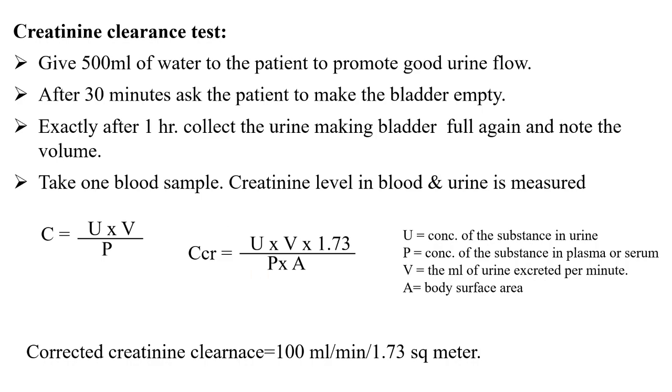Now we come to the procedure of the creatinine clearance test. Give 500 ml of water to the patient to promote good urine flow, and after 30 minutes ask the patient to empty the bladder, and then exactly after 1 hour collect the urine and note the volume of urine. Next, take one blood sample and measure the creatinine in blood and urine. This is the calculation. This is the uncorrected value.